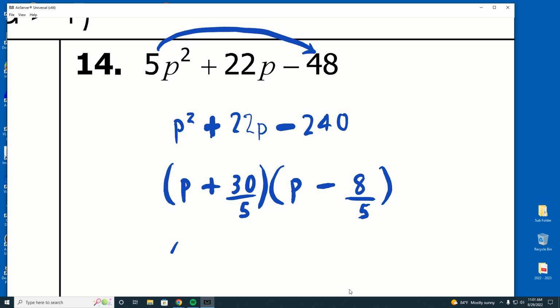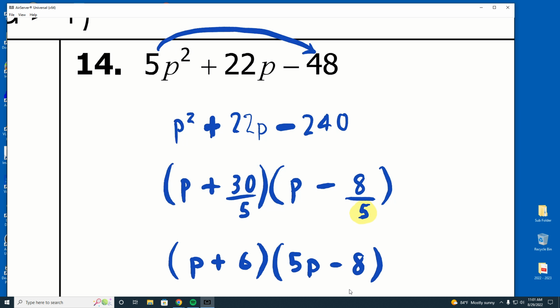Now look at that first one. Will 30 divide evenly by 5? Yes. So P plus 6 is one of my factors. Now look at your other one. Will 8 divide evenly by 5? No. Then what do we do with the 5? We move it up, so it's 5P minus 8. There's the factors of 5P squared plus 22P minus 48.